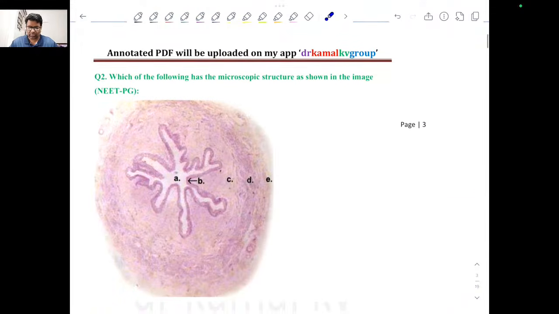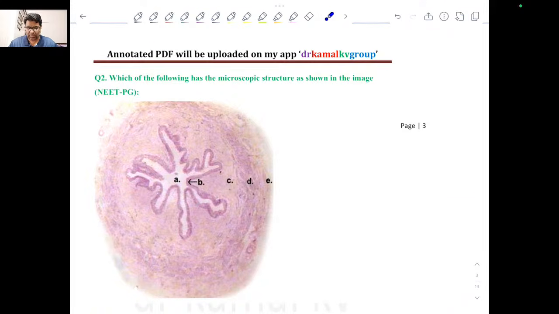Now, one histology based question. So what is being shown in the image? Now I do agree that histology is slightly difficult, but I'll try to simplify as much as possible.